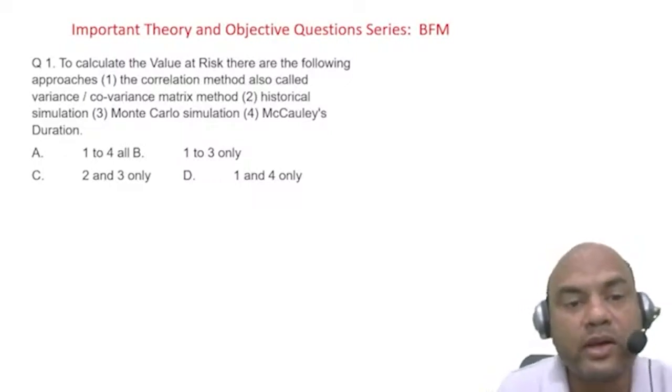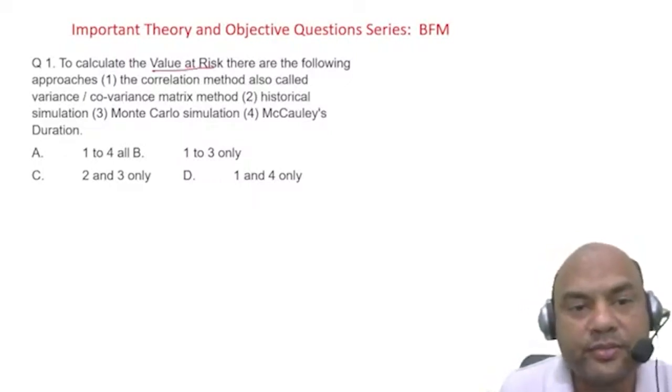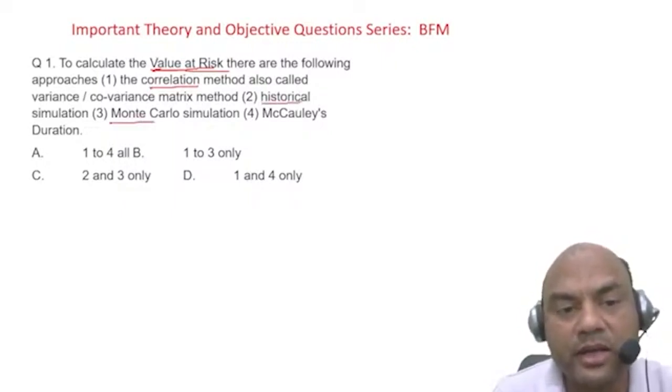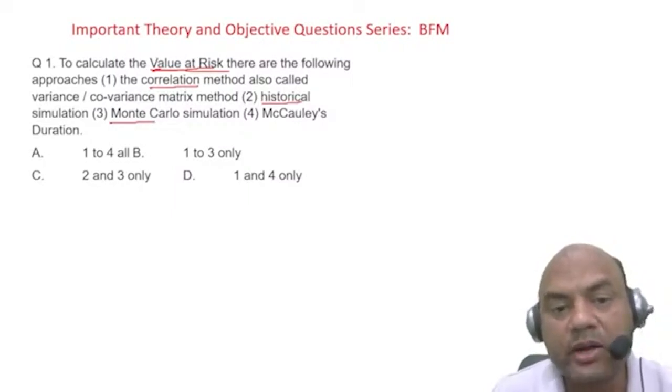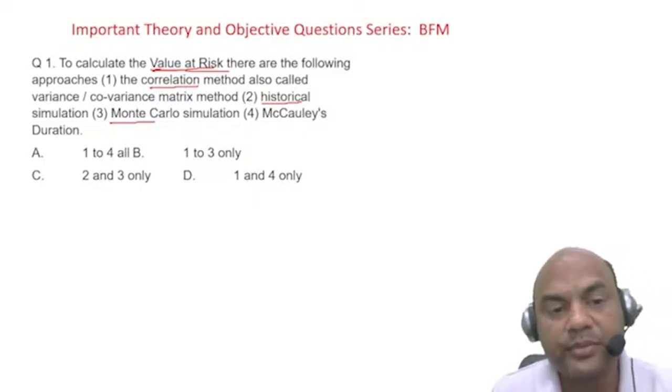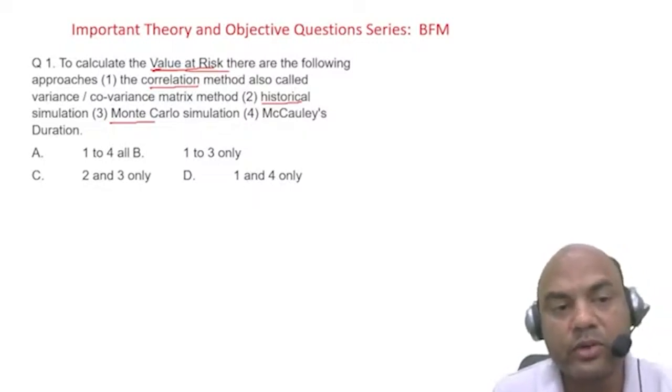How to find out the value at risk? What are the methods? Value at risk methods: correlation method, historical simulation method, Monte Carlo method, and Macaulay duration. So value at risk is determined using which of the methods? 1 to 4 all, 1 to 3 only, 2 and 3 only, 1 and 4 only.